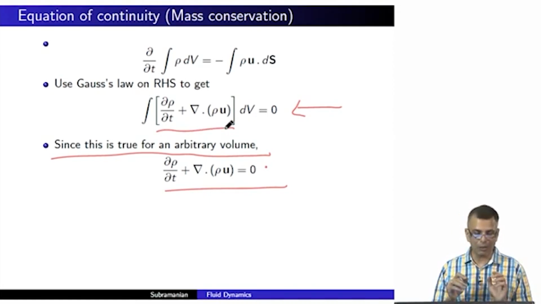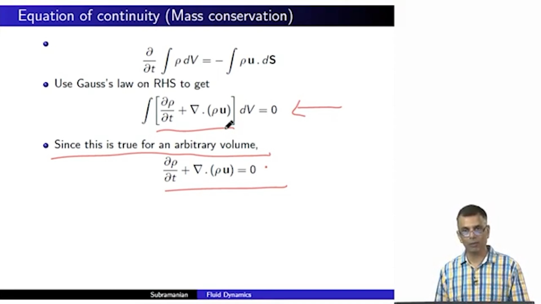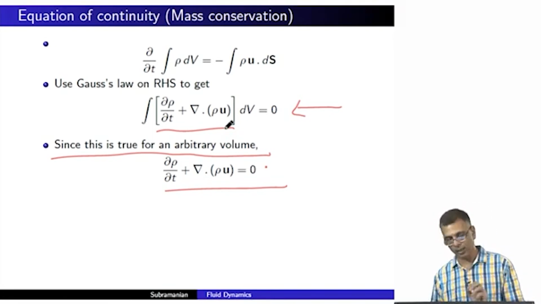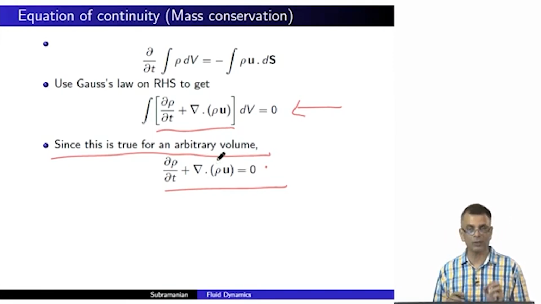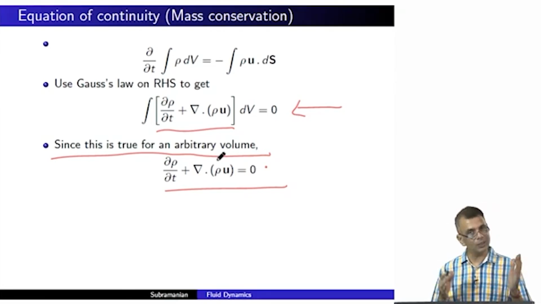This is the statement of mass conservation. This is the equation of continuity, and you might be familiar with this from electrodynamics as well. It's exactly the same. While doing electrodynamics, rho would represent charge density. Here we are talking mass density. So that's all. This is the equation of continuity.